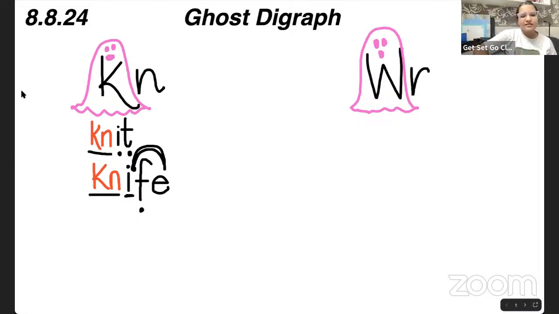Okay, next thing. Tell me what is that thing on the door that you rotate to open the door? Doorknob. Okay, so we have handles also, but we also have those round things which are called knobs. Do you call it a knob? Knob. So that knob has this K ghost digraph. Is K silent? Yes, K is silent.